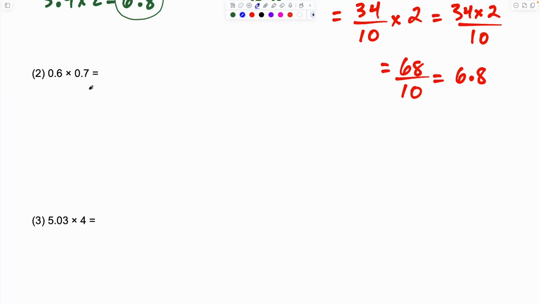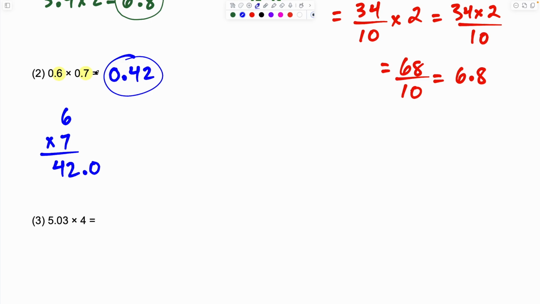For question 2, we're doing 0.6 times 0.7. This time around, we have 2 digits after the decimal: 1 here and 1 here. So we could just do 6 times 7 off to the side, which is 42. But now think of this as 42.0. Since there are 2 digits after the decimal that we're ignoring, we move the decimal 2 spaces left to get 0.42. So this would be the product of 0.6 and 0.7.